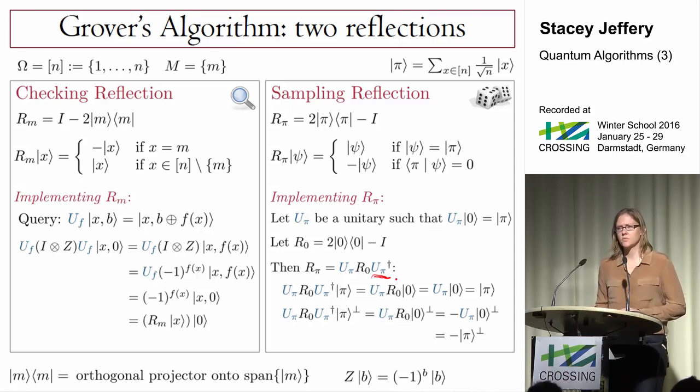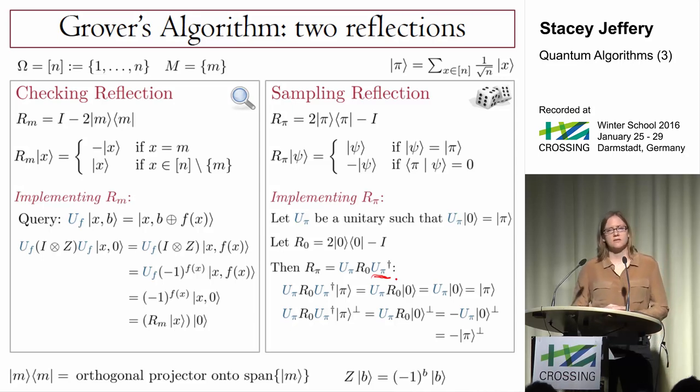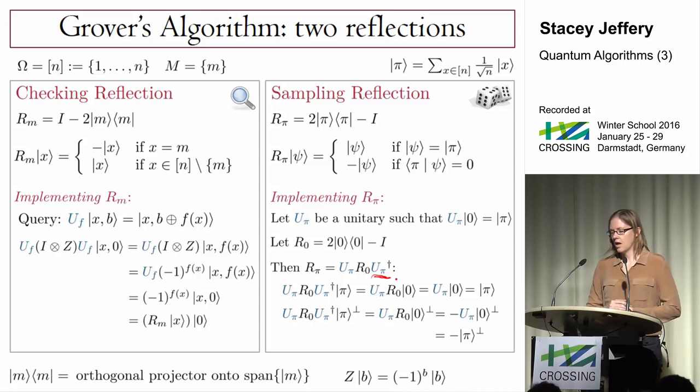So this is showing us that as long as we have some way to compute the state pi, so as long as we have some way to start with a state initialized to 0 and just map it to pi, we can implement the reflection r sub pi. And I want to kind of explain the intuition here. So pi is a uniform superposition, and you should think of this as the quantum analog of a uniformly distributed element from 1 to n. And so constructing the state pi is kind of like the quantum version of taking a uniform sample. And so that's why this reflection r sub pi is really the quantum analog of the sampling operation in the classical guess and check algorithm, because we can implement this reflection as long as we have a way of quantum sampling, where quantum sampling is just constructing this uniform superposition.